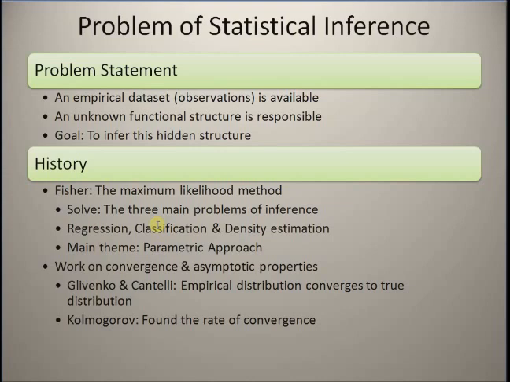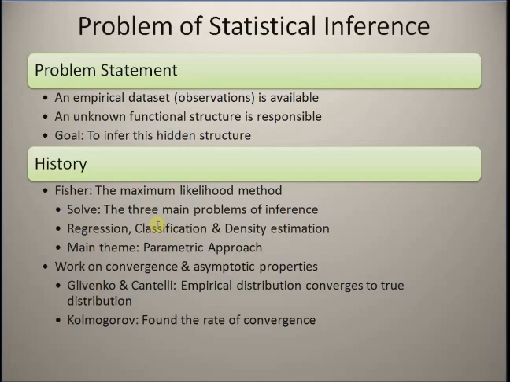So let us look at some history of statistical inference. In the beginning of 20th century, there were many methods that were developed to solve this problem of statistical inference, especially from the point of view of a parametric inference. Basically, for example, Fisher used the maximum likelihood method and attempted to solve the main problems of statistical inference, which are basically classification, regression, and density estimation. So he used a parametric model to define the respective problems, and the main goal of this research was to infer these parameters from data.